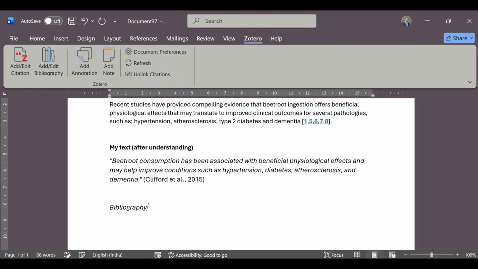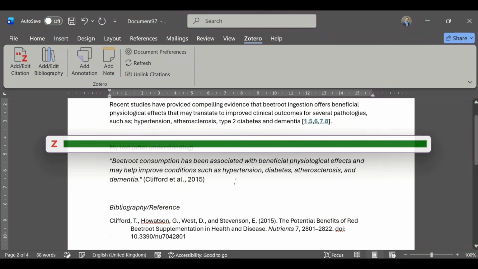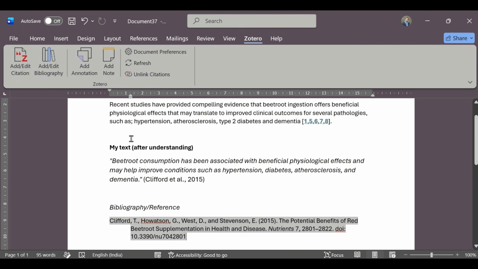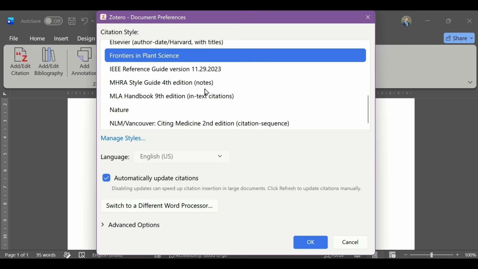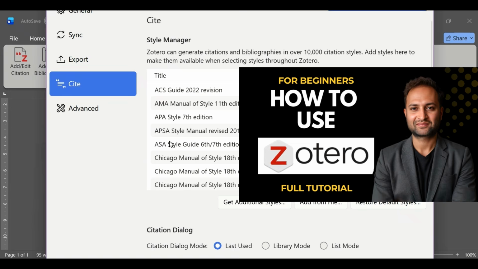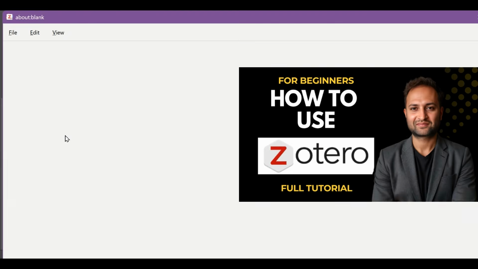To organize the papers and manage citations efficiently, I highly recommend using a reference manager like Zotero. It is completely free and can automatically format citations and bibliographies in almost any journal style. If you would like to learn how to use Zotero in a step-by-step manner, I have linked my complete tutorial in the description below.